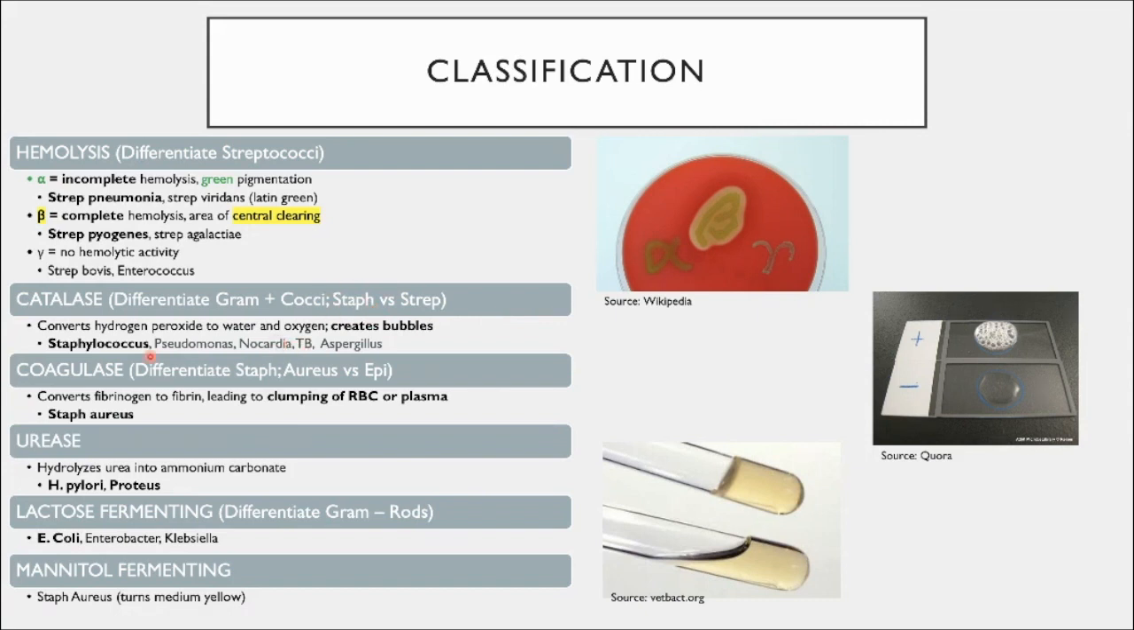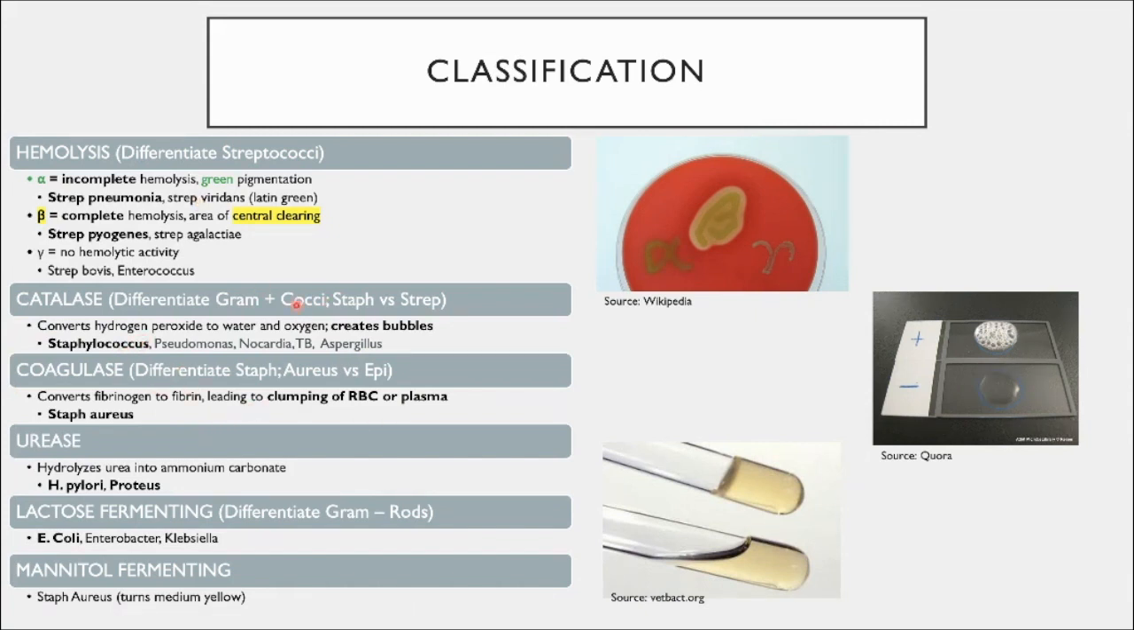Now, mind you, there are plenty of other organisms that are catalase positive. Pseudomonas, Nocardia, tuberculosis, Aspergillus, they all have this functionality, but I have put them in kind of a gray color here because you're really not going to be asked about this. This is one of those things where it's technically true, but it really doesn't matter. So I've listed them here for your reference, but really I want you to keep it as staph versus strep.